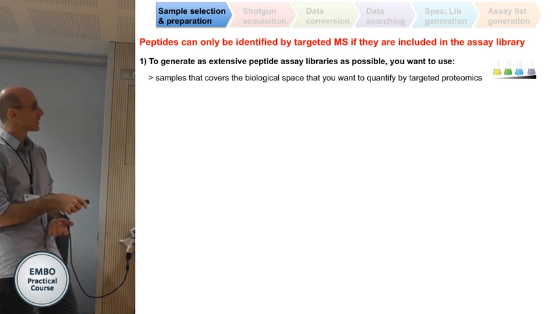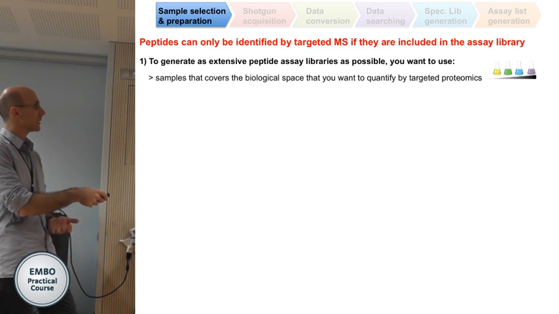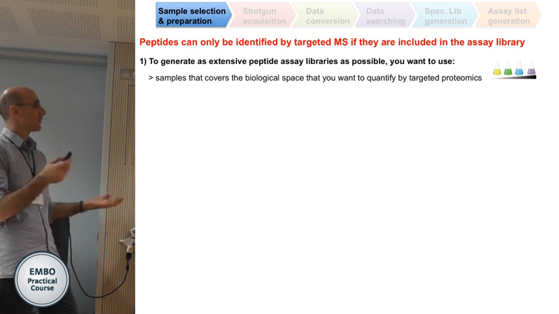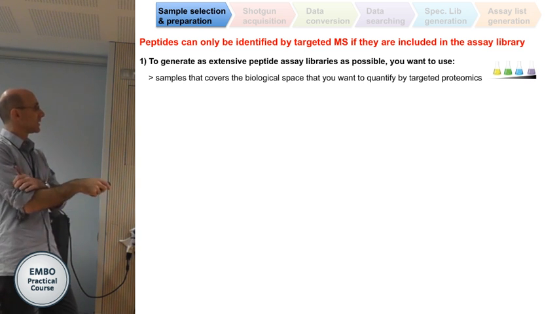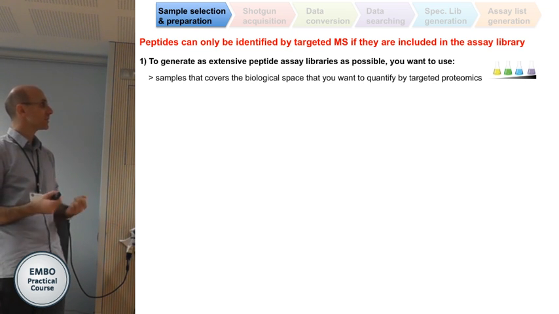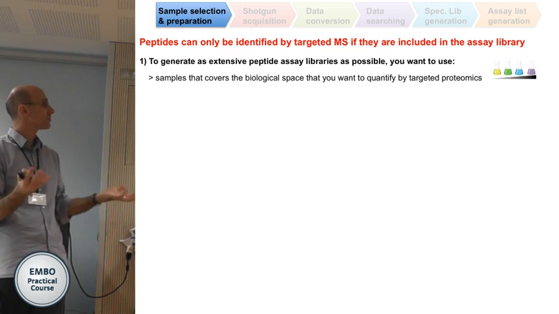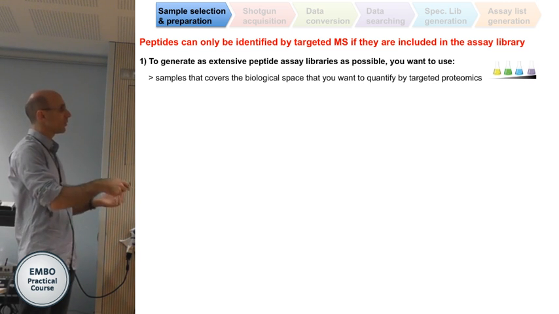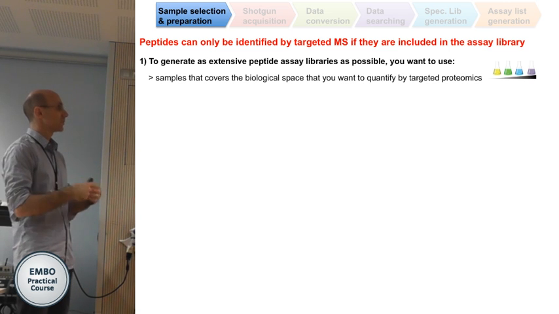So first of all, think about your experiment. Say you do a time course or an inhibition of a certain enzyme or kinase, and you know that the proteins that you will quantify in time point 1 will be different from the proteins that you will quantify after 1 hour, or after 24 hours. So you might have proteins increasing, you might have proteins decreasing. And if you want to acquire a library of as many peptides and proteins as possible, which are representative of your entire biological space, you also want to sample all possible biological conditions that you want to measure.